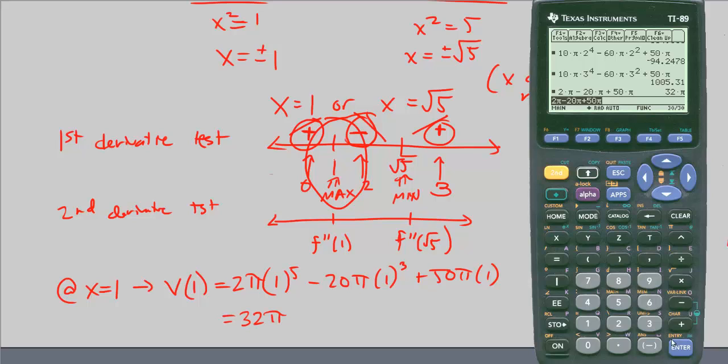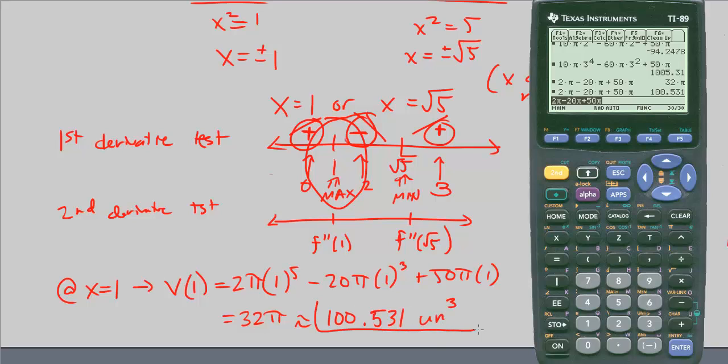Or we can say 100.531. And remember, this is volume, so it's units cubed. So you can have either 100.531 or 32 pi units cubed. So that's going to end for us CPM Calculus Chapter 5, number 40.